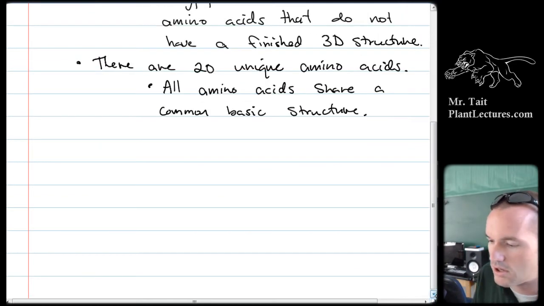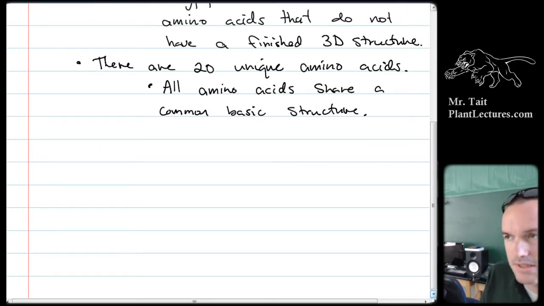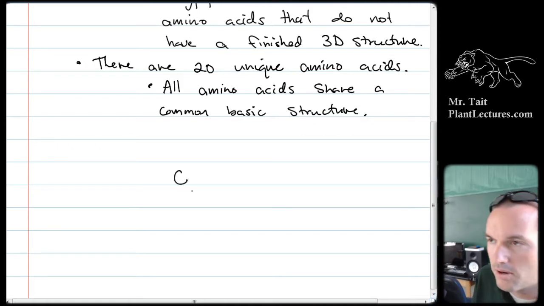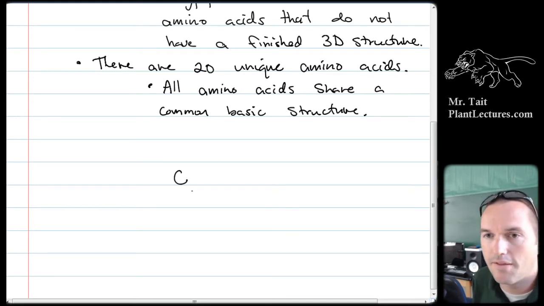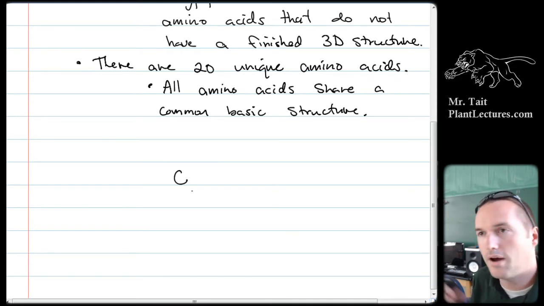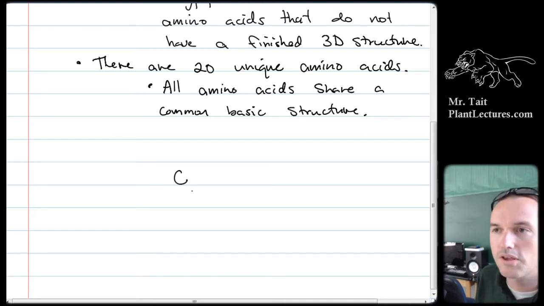And the common basic structure of an amino acid looks like this. The first thing you need to have is a carbon. You need to have a carbon in the middle, of course, because carbon is this awesome, versatile biological molecule and allows us to have a bunch of things bond to it. Okay, then we're going to look at the functional groups.